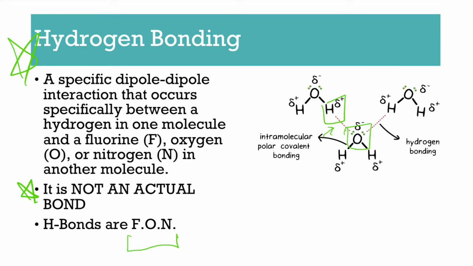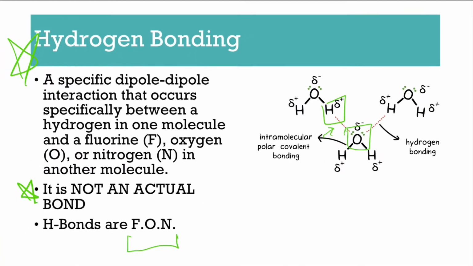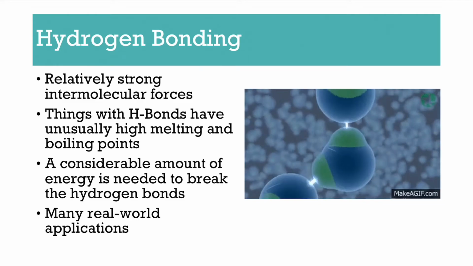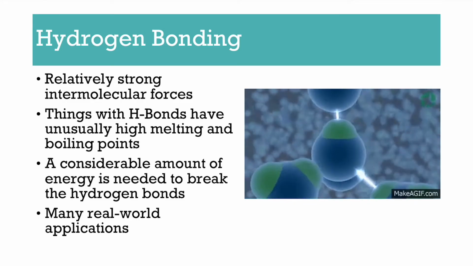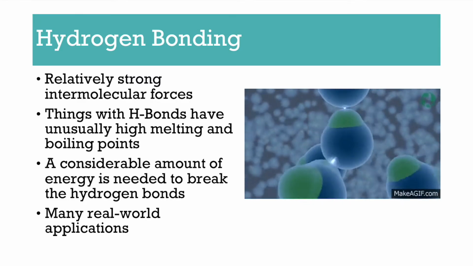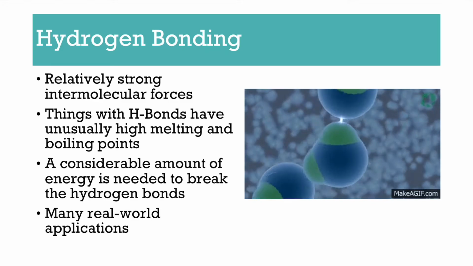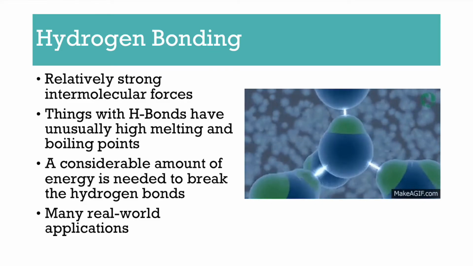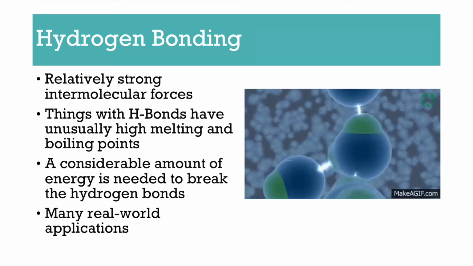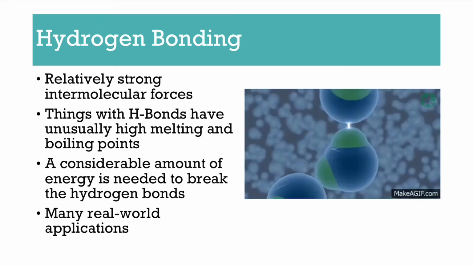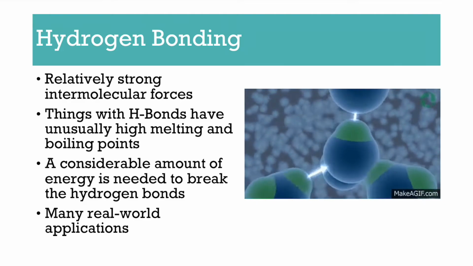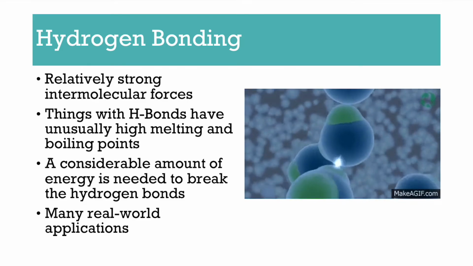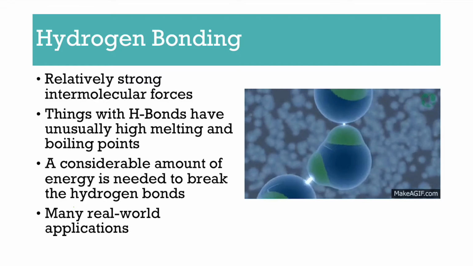I like to say hydrogen bonds are FON, fun. They occur between the H of one and the F, O, or N of a different one. Hydrogen bonding is relatively really, really strong in terms of intermolecular forces, and things with hydrogen bonds have unusually high melting and boiling points. If you were to compare the boiling point of water to a different small covalently bonded molecule, you'll notice that water has a higher boiling point because of these hydrogen bonds. You have these high boiling and melting points because it takes a considerable amount of energy to break those hydrogen bonds, or to break those attractions.